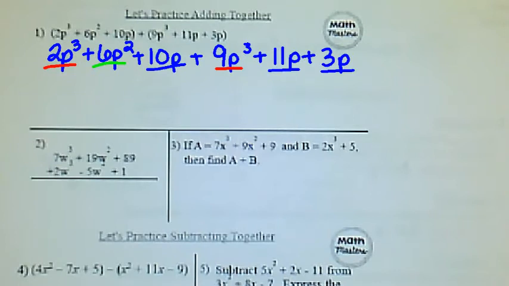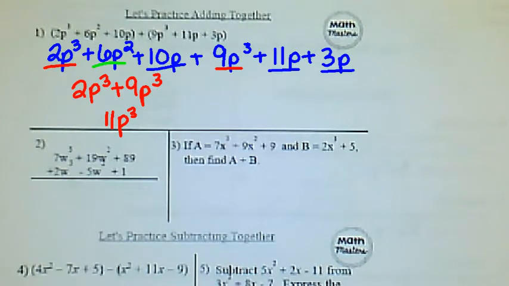And then we just go corresponding to the exponents. So if I have a 2p cubed, and I can rewrite this, 2p cubed plus 9p cubed, that would be 11p cubed.